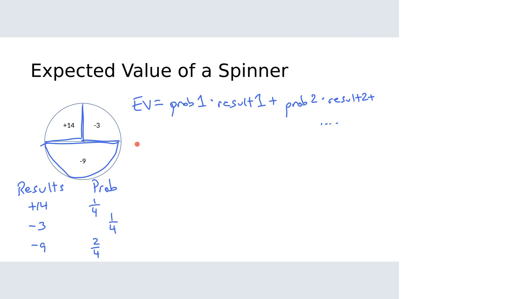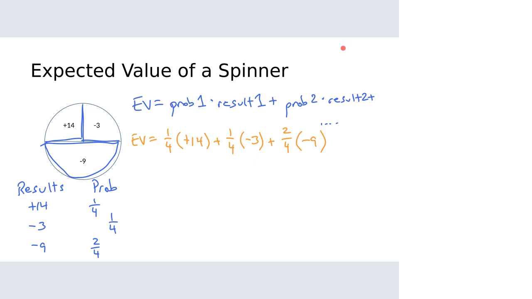Now we'll put these into the formula. The expected value will be, let's see, 1/4 of the time the player is going to win 14. 1/4 of the time the player is going to lose 3. And 2/4 of the time the player is going to lose 9. Now we just need to simplify this and we'll have our expected value.